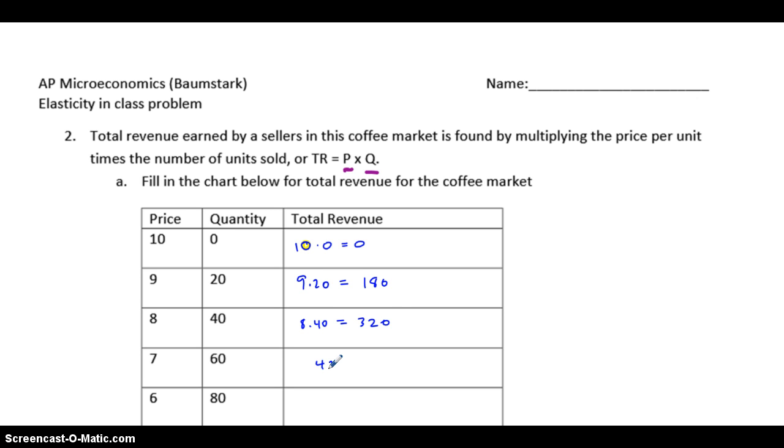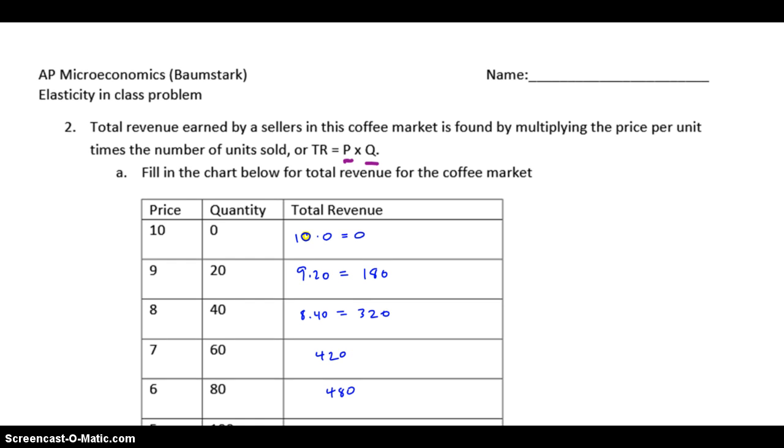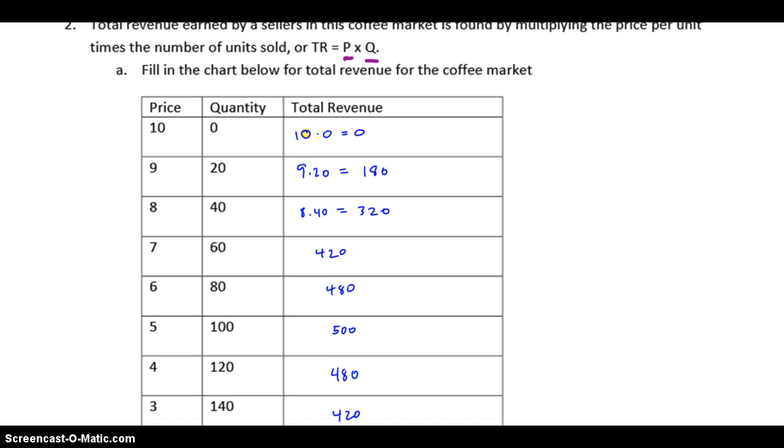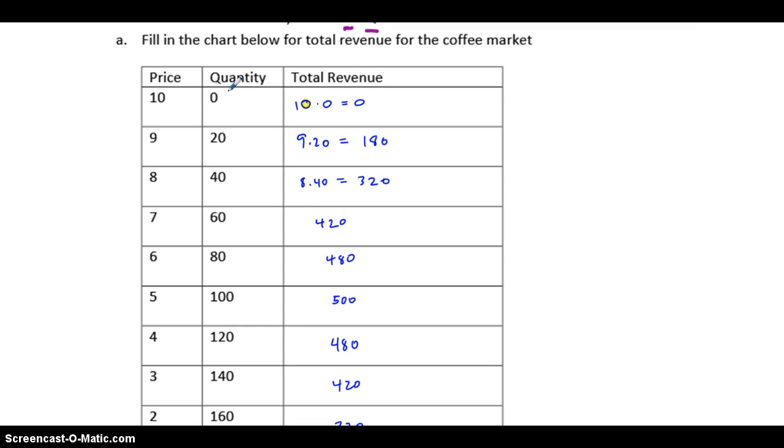And then I'm just going to go ahead and fill the values in here. 420, 480. 5 times 100 is 500. 480, 420, 320, 180, and then 0. So again, like here, it shouldn't be a surprise that we make nothing. If we sell 200 things but we give them away for nothing, we're going to make no revenue. So this is just a chart of total revenue, and every demand curve has this theoretical possibility of revenue.